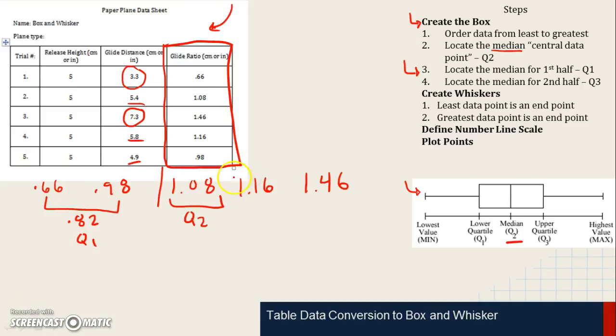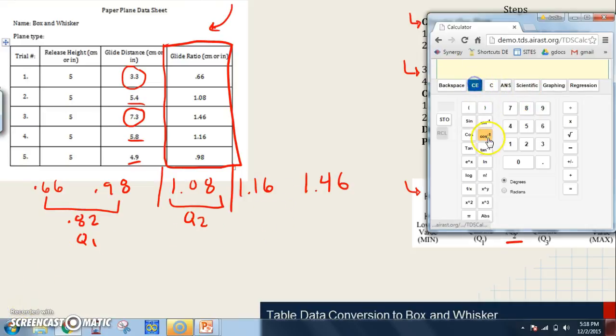Now we're going to do the same exact thing for the second half. For this second half over here, we're going to average these two too, because I only have an even amount, so there's no real clear middle. We're going to use the calculator again. I'm going to clear it here and add them together. 1.16 plus 1.46 equals, divide by 2 to find the average, and our average is 1.31.